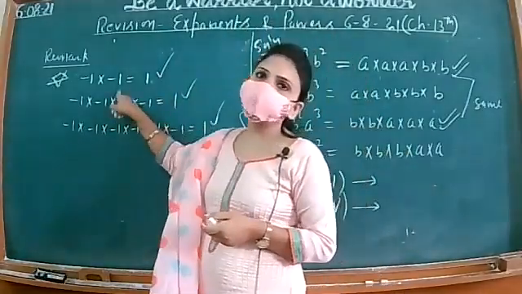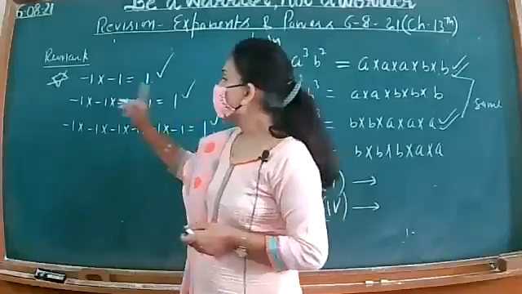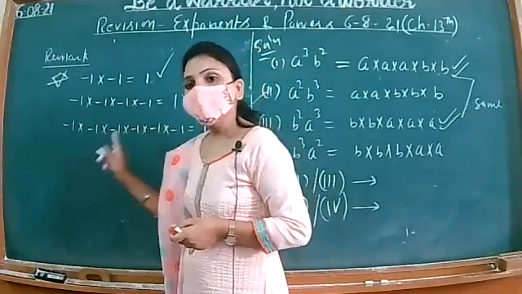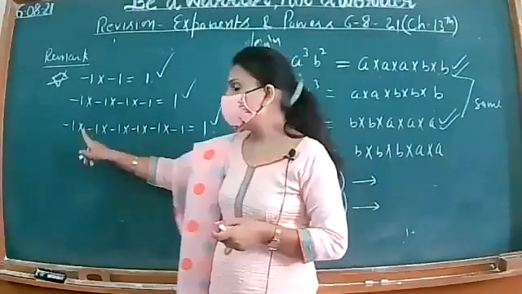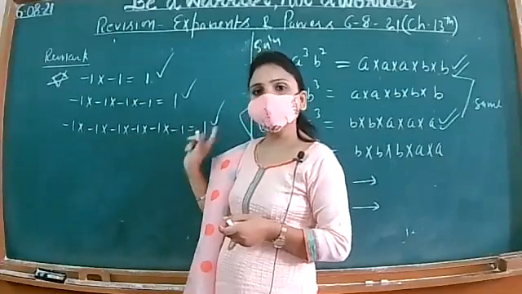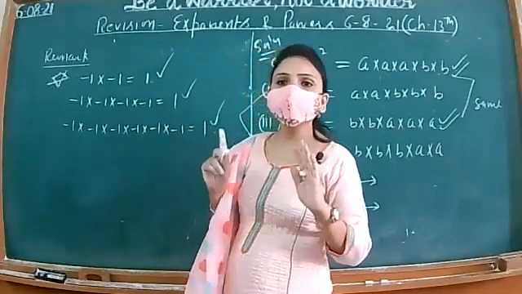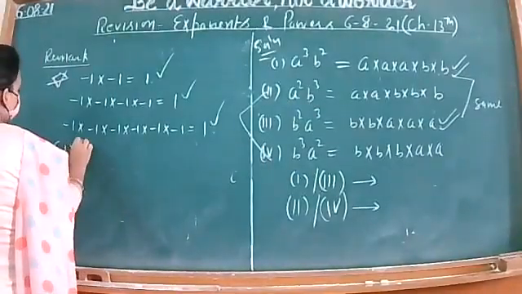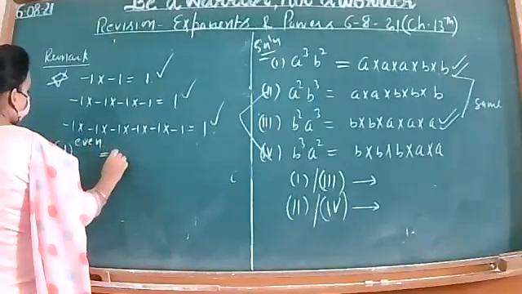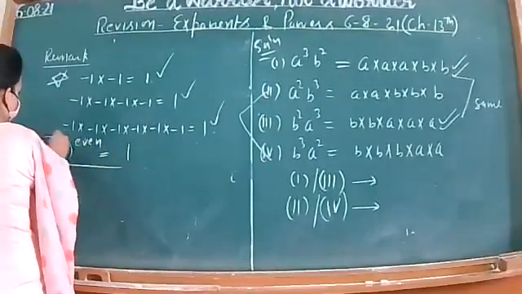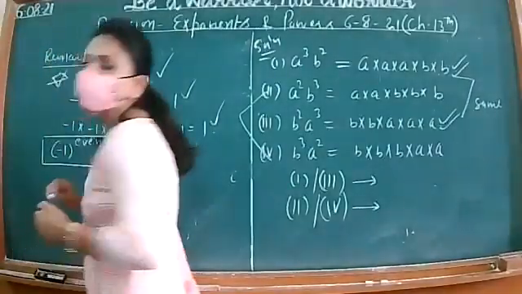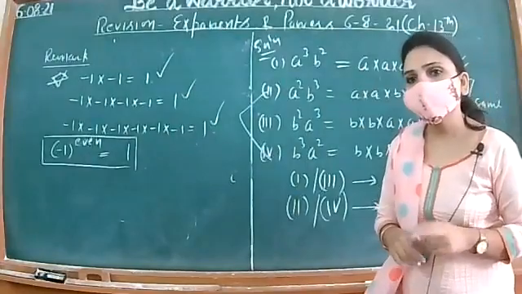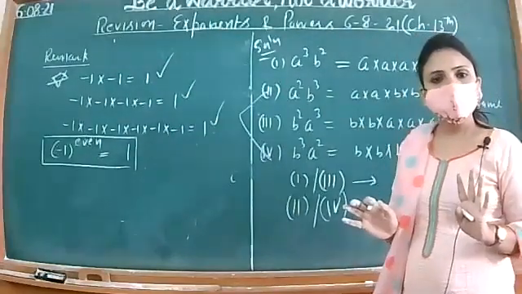-1 multiplied 2 times, answer was 1. Minus minus plus. -1 multiplied 4 times, minus minus plus, minus minus plus, answer is again 1. -1 is multiplied 6 times, minus minus plus, minus minus plus, minus minus plus, answer is again 1. So from here you will remember one thing, that -1 raised to even power is equal to 1 always. -1 raised to even power, answer is always equal to what? 1. Okay?